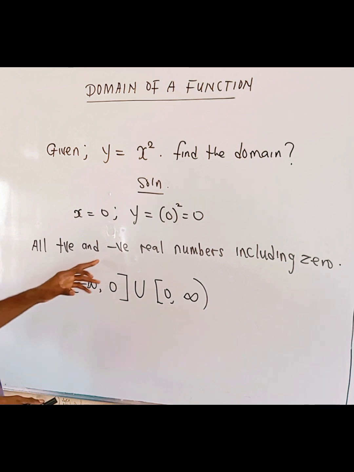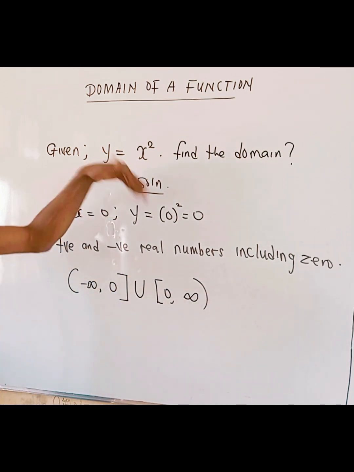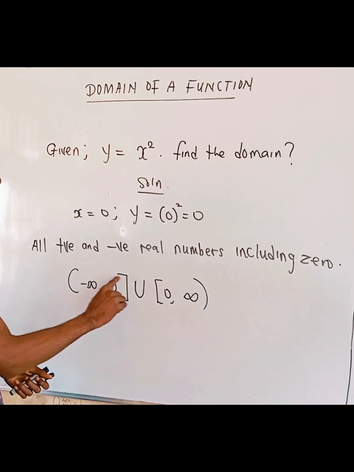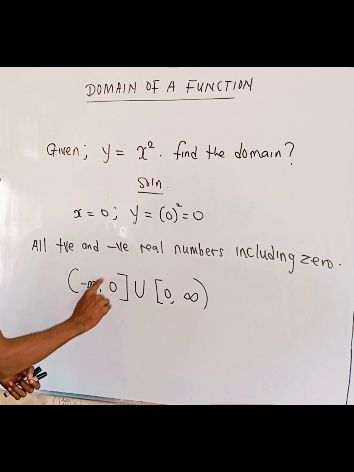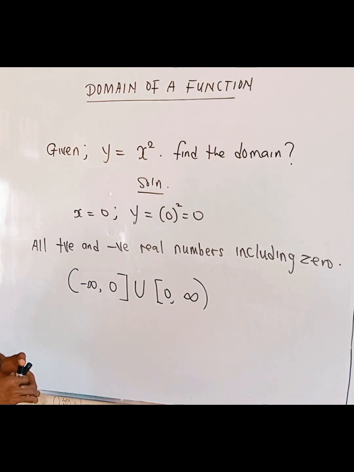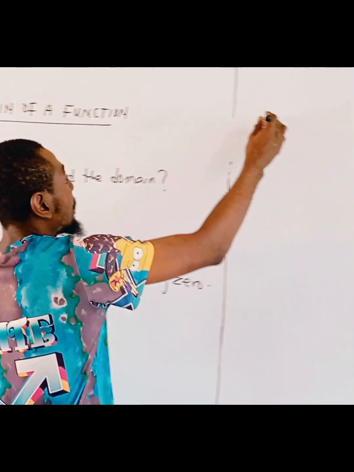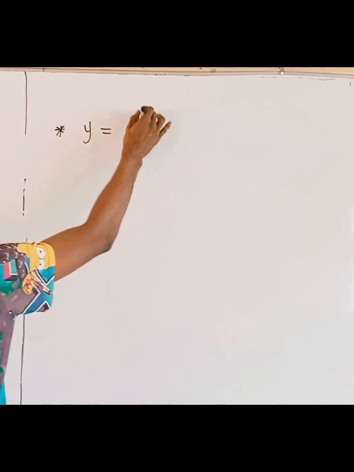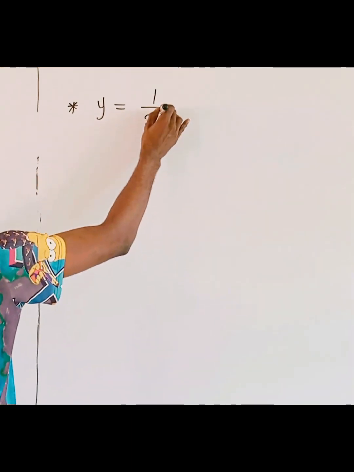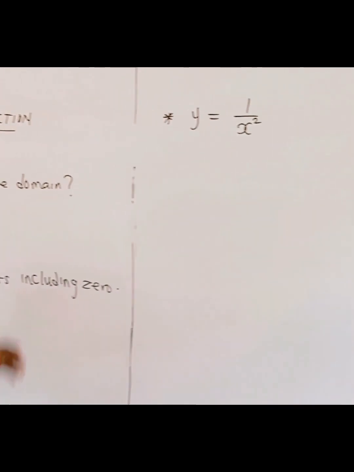The interpretation means all positive and negative real numbers, also including 0, because of this parenthesis that I use, closed interval here, meaning 0 is inclusive. Then the next one I want us to talk about now is, let's examine the domain of this function, 1 over x squared.